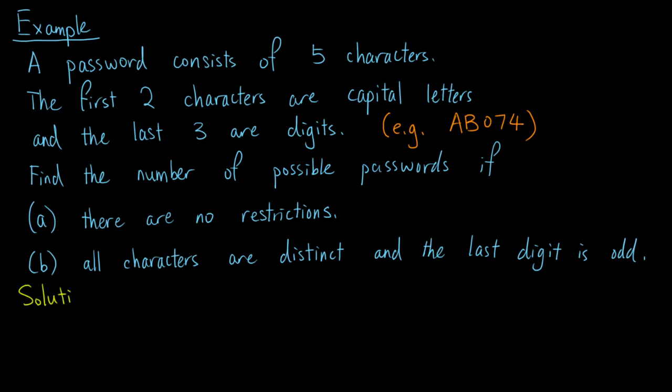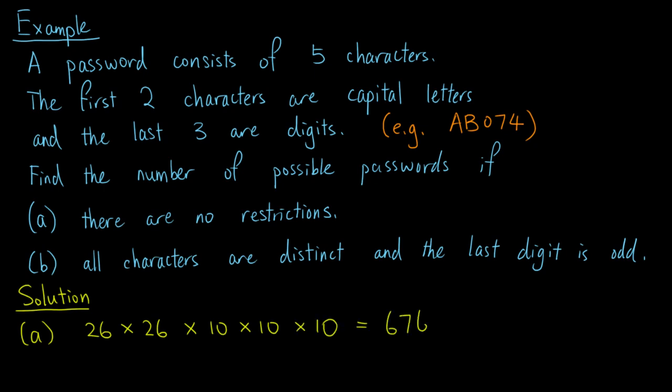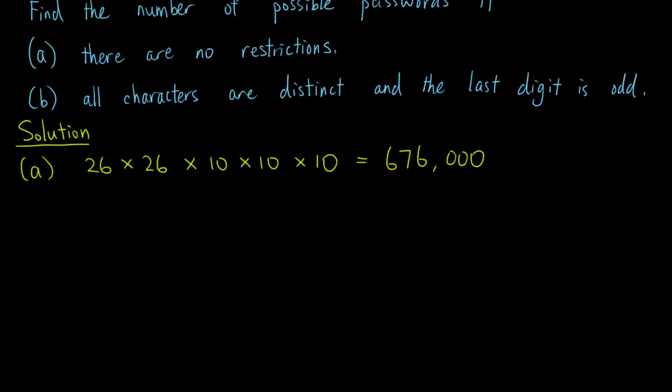For part A, since there are no restrictions, and we know that there are 26 capital letters and 10 digits in total, the number of possible passwords is 26 times 26 times 10 times 10 times 10, which gives 676,000.